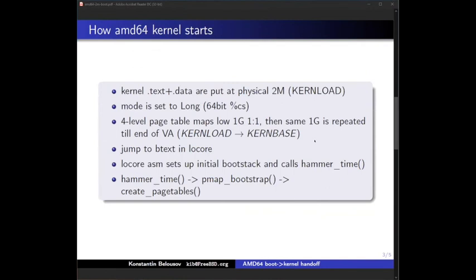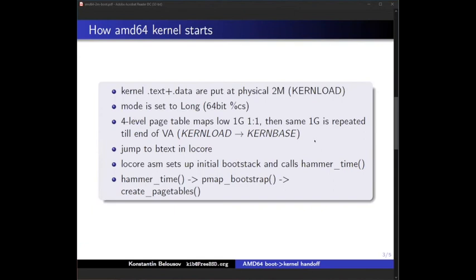How does the kernel start on AMD64? We put the kernel text and initialized data part of the kernel at the kernel load address, a physical address. It is currently defined as 2 megabytes. After that, the mode of the CPU is set to 64-bit, and we create initial pre-boot page tables which map each 1 gig of low memory to all 1 gig entries in the kernel virtual address space. Basically, the low 1 gigabyte of physical memory is identically mapped to all terabytes of kernel virtual address space.